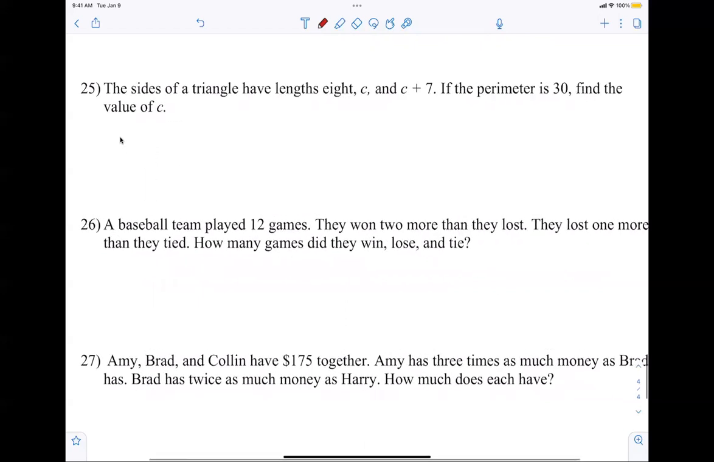Two sides of a triangle have length C and C plus 7. If the perimeter is 8, find the value of C.